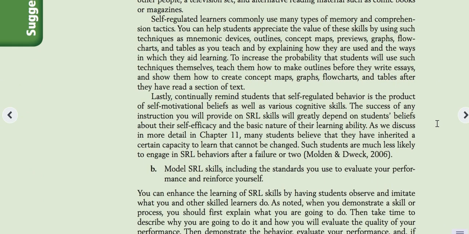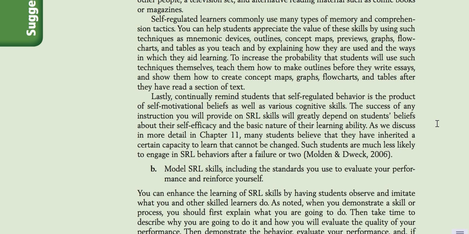Self-regulated learners commonly use many types of memory and comprehension tactics. You can help students appreciate the value of these skills by using such techniques as mnemonic devices, outlines, concept maps, previews, graphs, flowcharts, and tables as you teach, and by explaining how they are used and the ways in which they aid learning. To increase the probability that students will use such techniques themselves, teach them how to make outlines before they write essays, and show them how to create concept maps, graphs, flowcharts, and tables after they have read a section of text.